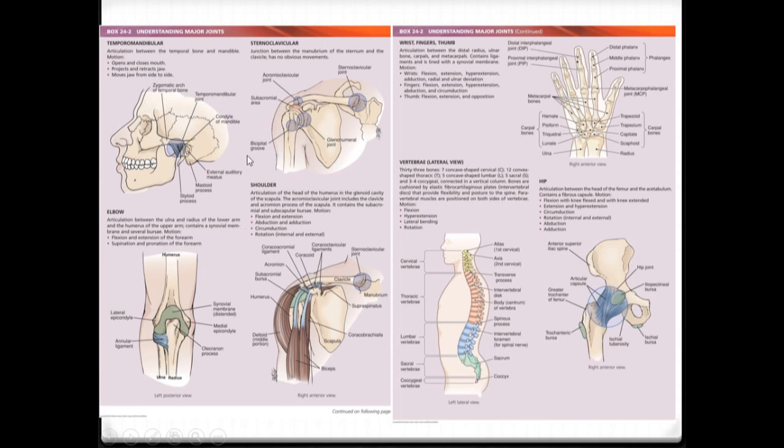And this talks about the joints. I've talked about the temporomandibular joint, then your elbow, your shoulder. There's a lot that goes into these joints. And there's a lot of pain that can be associated. A lot of things can happen.